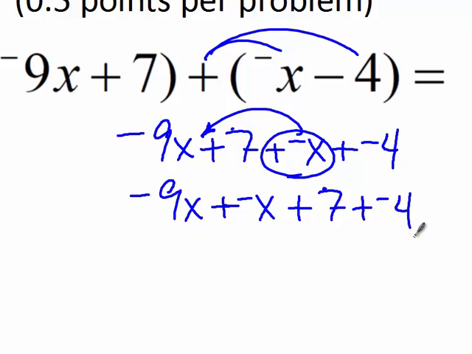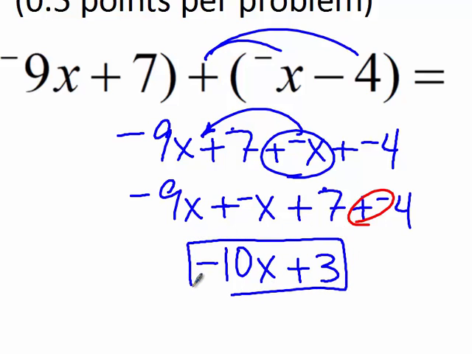Negative 9x plus negative 1x is negative 10x. And we have 7 plus a negative 4, and 7 plus a negative 4 is the same as 7 minus 4, and 7 minus 4 is 3. So the simplified algebraic expression is negative 10x plus 3.